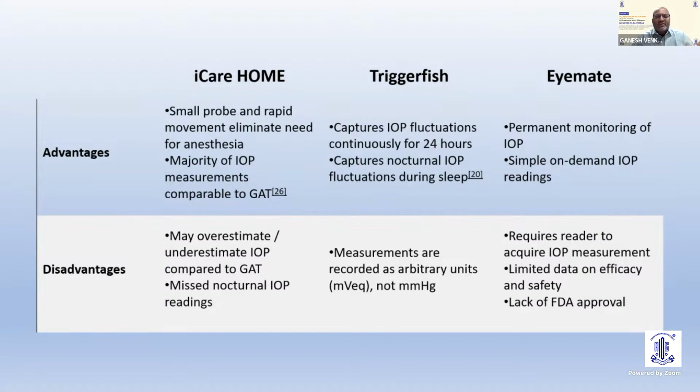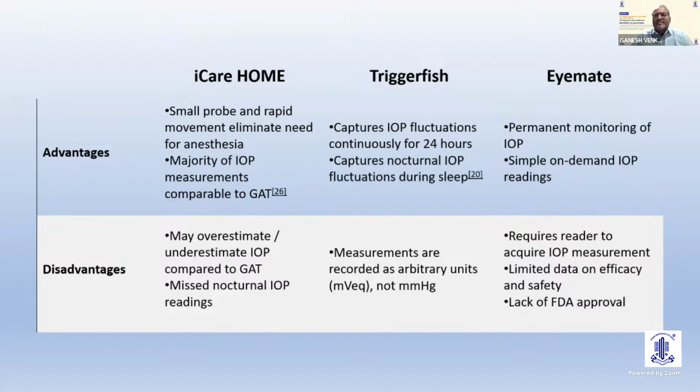Whereas with the Triggerfish, the recorded units are actually arbitrary because they record in millivolt equivalents, not in millimeters of mercury. But the advantage is that it captures the 24-hour IOP fluctuations, because this works on the principle of the corneal curvature being changed, and the contact lens senses that as the IOP fluctuates. And it also helps in capturing the nocturnal IOP fluctuation during sleep.